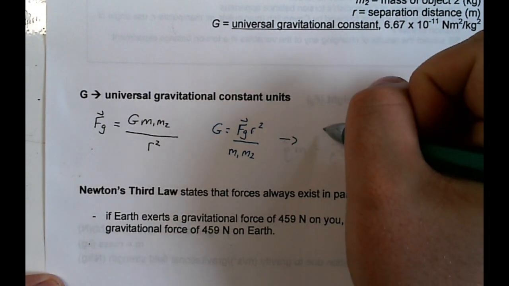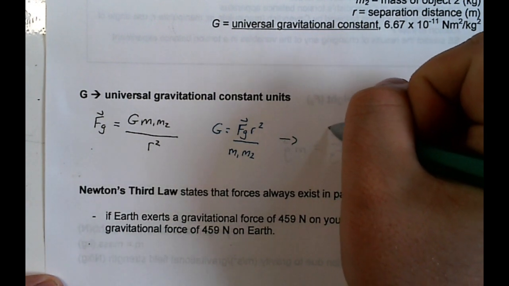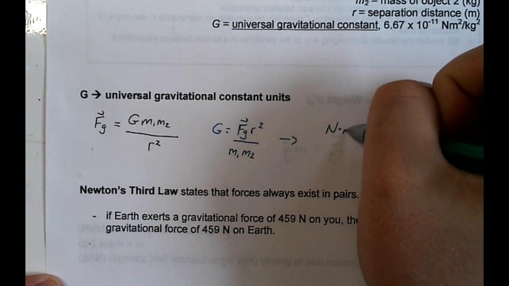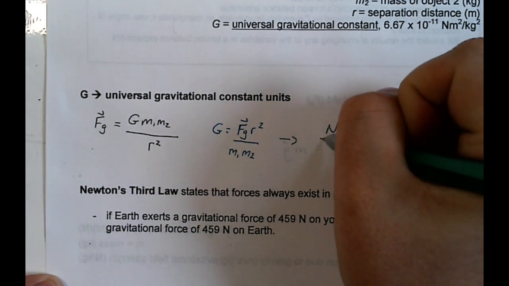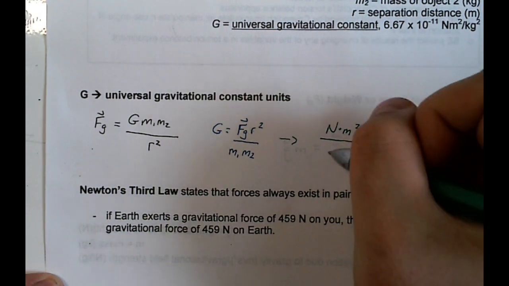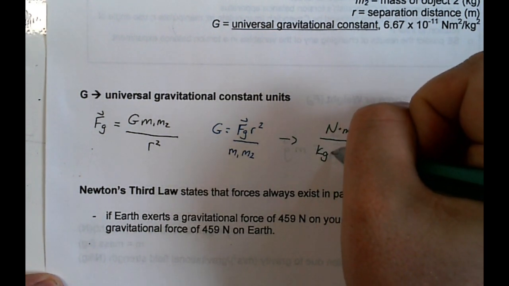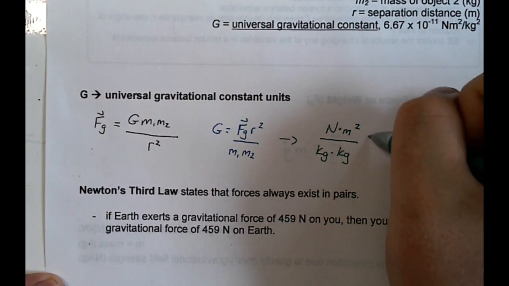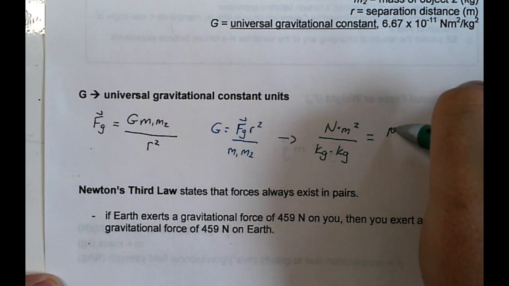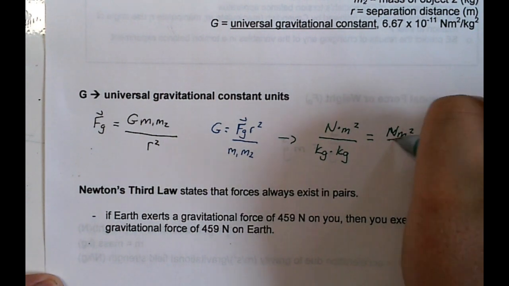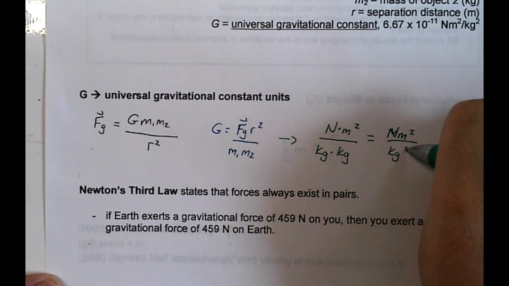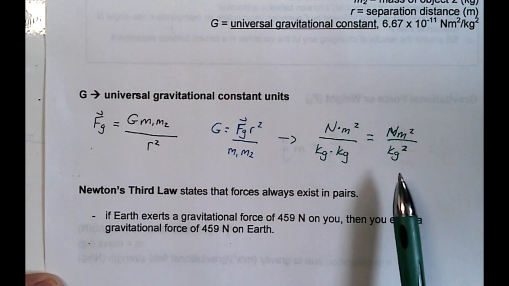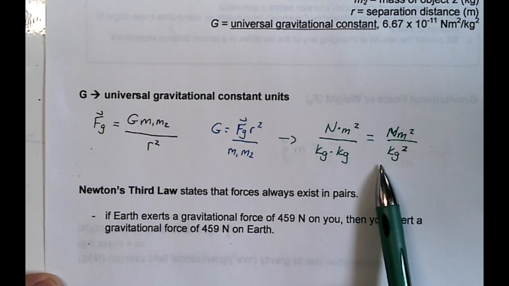we'll get Fg is newtons. The separation distance is measured in meters, and that's squared, divided by the mass in kilograms, and the second mass is also in kilograms. When we put that all together, it's newton meters squared divided by kilograms squared. So again, our units for the gravitational constant are newton meters squared divided by kilograms squared.